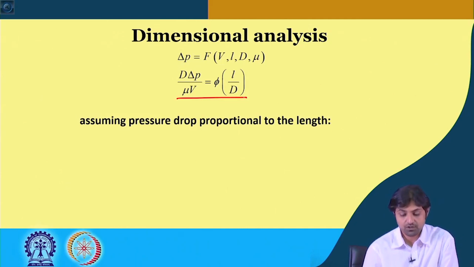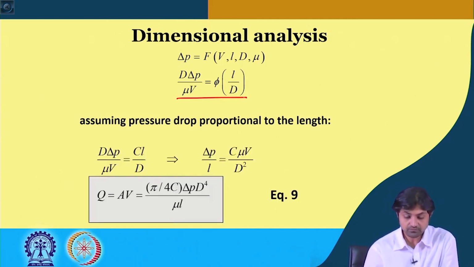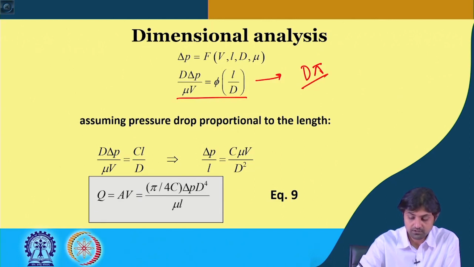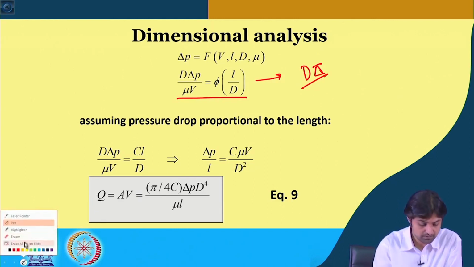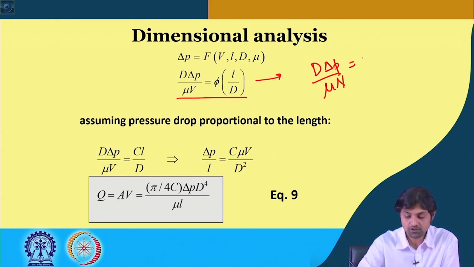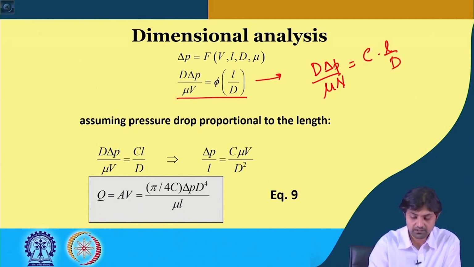Now assuming that the pressure drop is proportional to the length, we say that D delta p by mu V is directly proportional to the length, so it becomes C into L by D. So D delta p by mu V is some function of L by D, but we say it is proportional to the length, so we write a constant C into L by D, this equation.